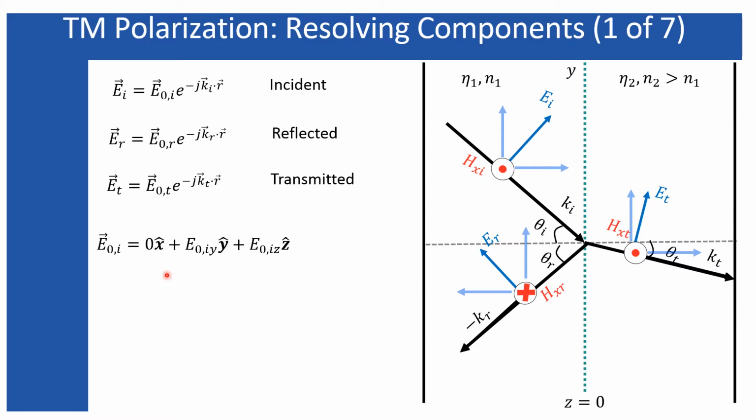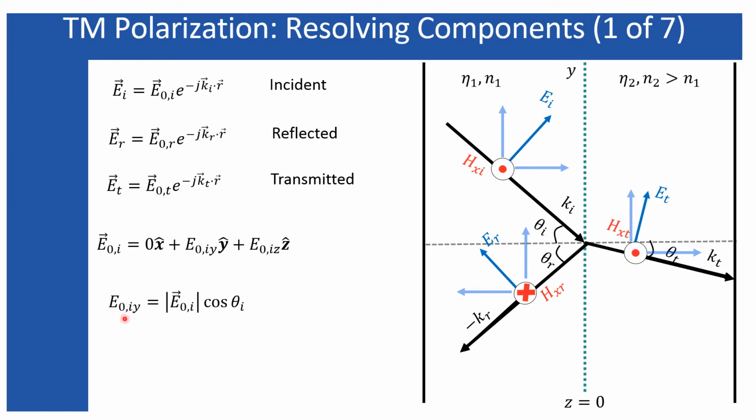So therefore, we can write the polarization vector for the incident wave in this way. Since the electric field has no component along the x direction, that will be 0, and this part represents the component along the y direction, and this part E naught iz represents the polarization along the z direction. Similarly, the field components for the transmitted and reflected wave can also be written, which I will show you in the next slide.